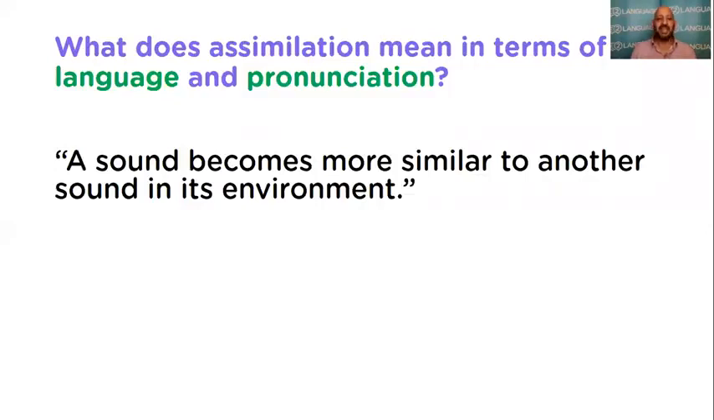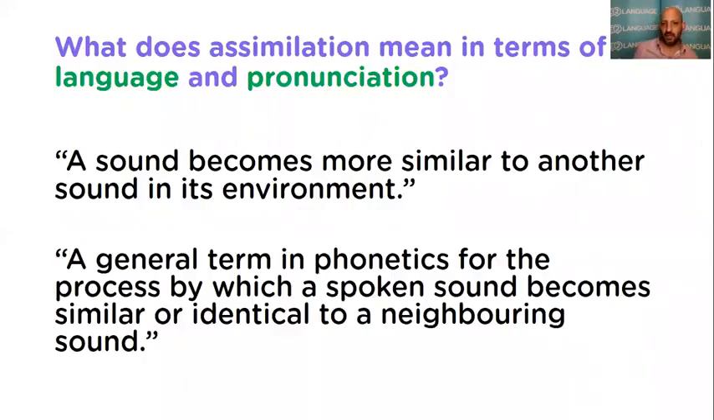The first idea we have is a sound becomes more similar to another sound in its environment. Okay, now the definition on its own is not going to give you all of the information that you need, but assimilation means a sound becomes more similar to another sound in its environment. We'll give you some context on that, don't worry. The other definition I found was assimilation is a general term in phonetics for the process by which a spoken sound becomes similar or identical to a neighboring sound. All right? So it is very much the idea of how sound is affected by proximity to another sound. All right? That is really, really important.